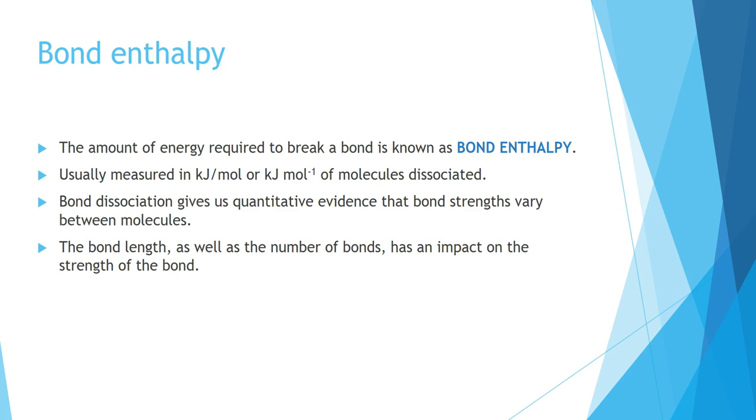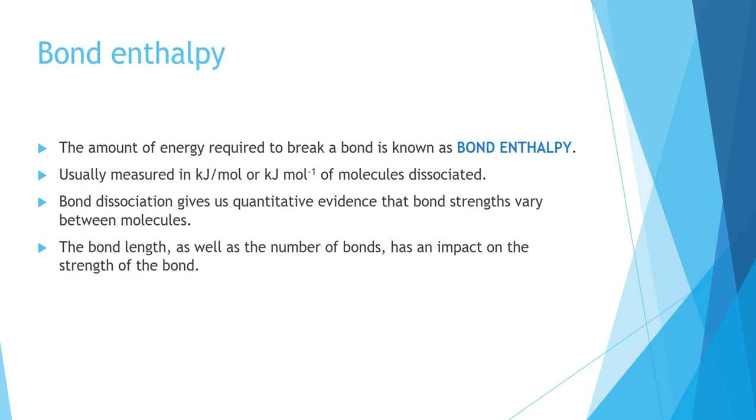And bond dissociation is basically that breaking. When we say dissociation, we're talking about breaking it apart. And this gives us quantitative evidence, so a numerical value, that bond strengths vary because it takes different amounts of energy to break them in different molecules. So again, we're going back to that idea of experimental evidence.